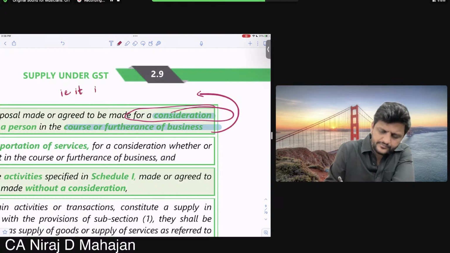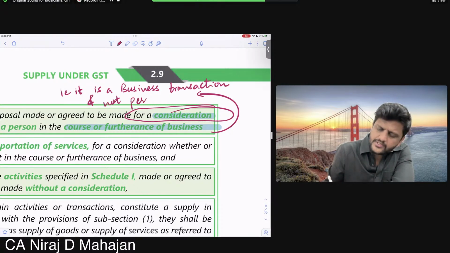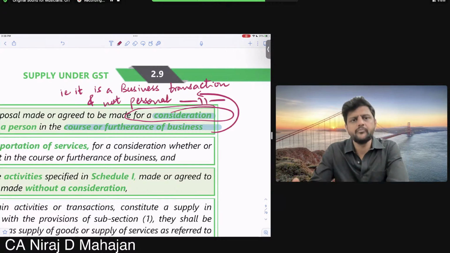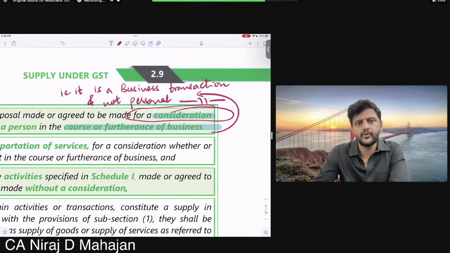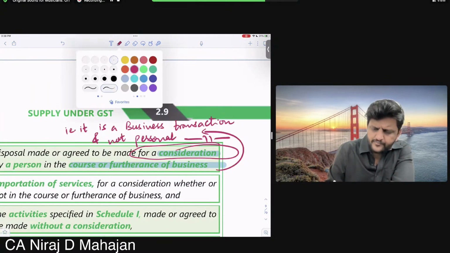It is a business transaction and not a personal transaction. Okay? Pay attention. Just for the sake of example.